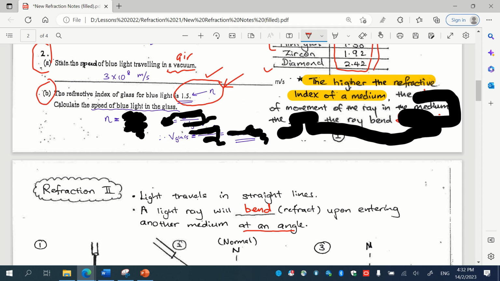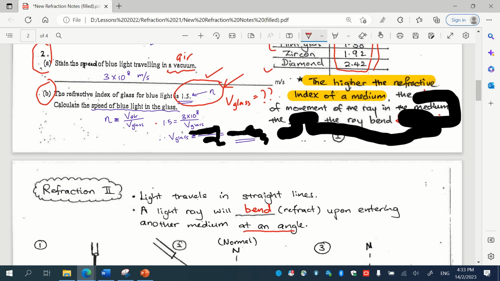So you are asked to calculate the speed of light in the glass, which is the unknown. If you write the formula, refractive index equals speed of light in air over speed of light in glass, and substitute the values in, you have 1.5 equals 3 times 10 to the power 8 over speed of light in glass. From this you cross multiply, and you'll be able to find the unknown speed of light in glass.